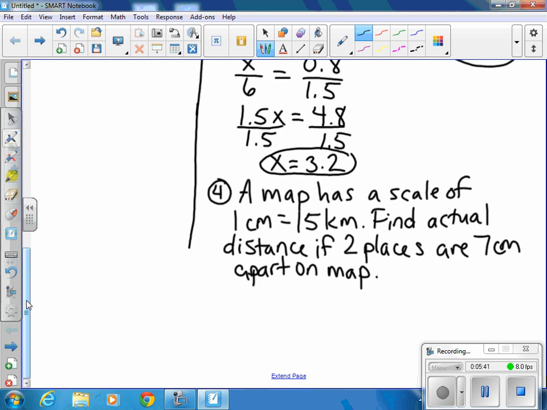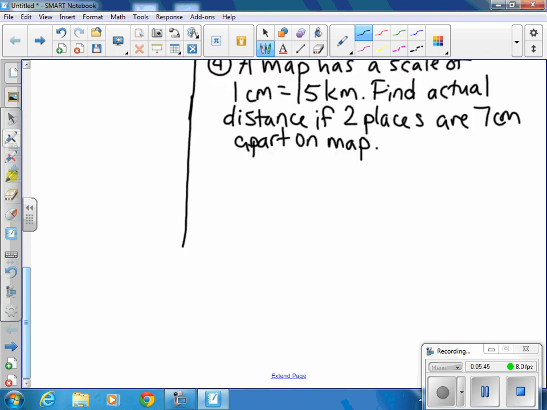Right, so with this one, the scale becomes part of your proportion. It's the first ratio that you use. Because we have centimeters and kilometers, you can actually set up your proportion in a consistent way. So we're going to do 1 centimeter over 15 kilometers on the left ratio. For the right ratio, you're going to use the 7 centimeters and put it over top of x because we're missing the real amount of kilometers. And then you're going to proceed to solve. So after cross multiplying, you end up with x equals 105 kilometers.